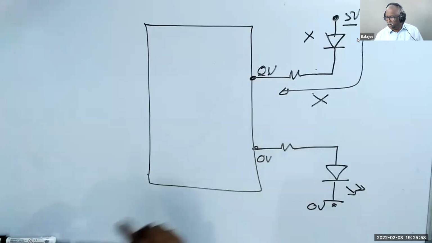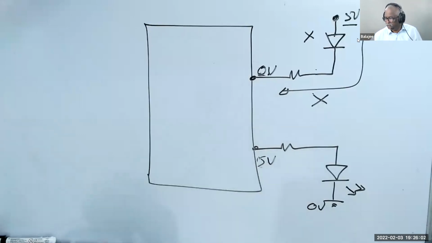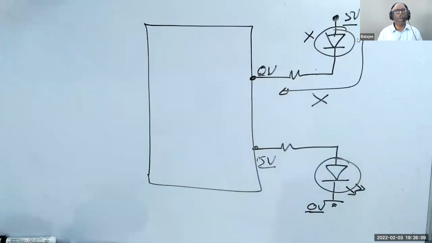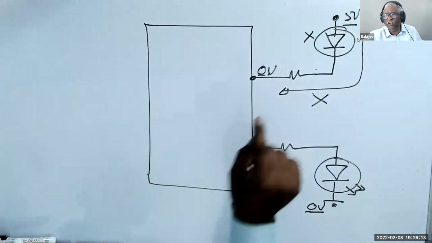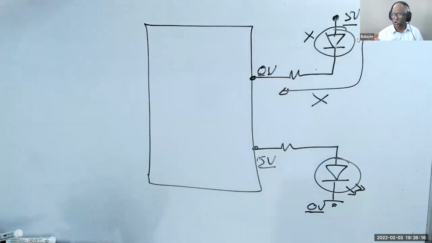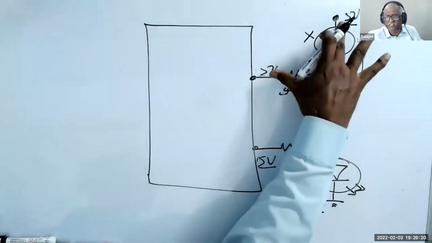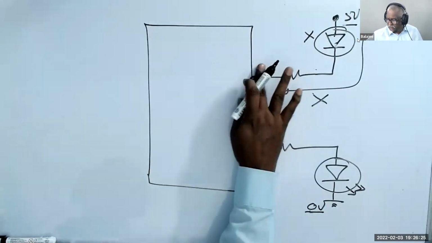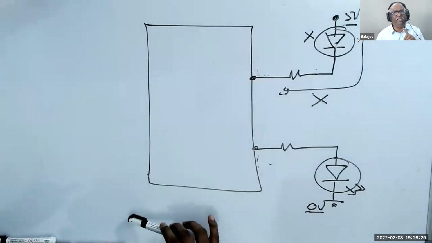Now the other one, I give 0 here. If I give 5 volt here, this is 5, this is 0, then the LED will glow. This is the difference. So please understand, if there is no potential difference, then the LED will not glow. That's a trick. If I give 5 volt here, then the difference is 0, so the LED is reverse biased. So don't think that only 5 volt will make the LED glow.